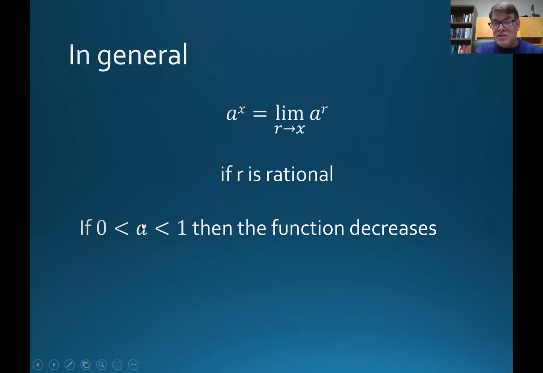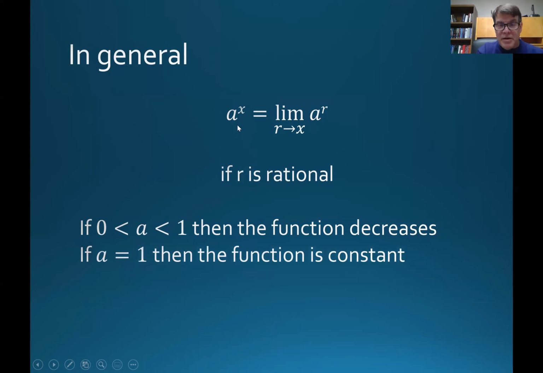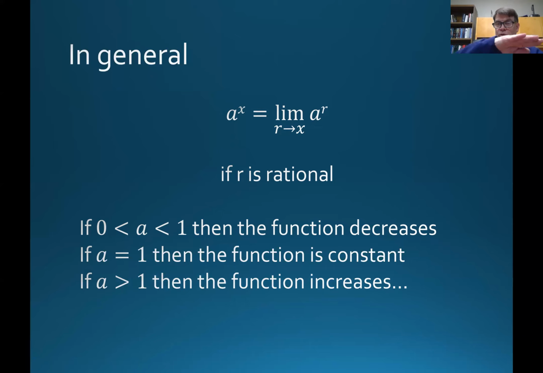If it's 1/2 to the x power, then it's going to be a decreasing function. If a equals 1, then it's just the number, right? It's going to be horizontal. It's going to be constant. Since 1 to any power is 1, it's just going to be a line, y equals 1, basically parallel. Now, if a is greater than 1, then the function is going to increase.